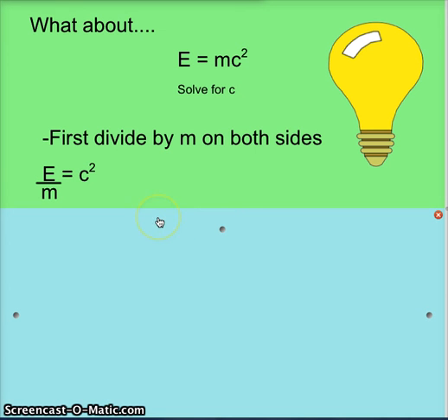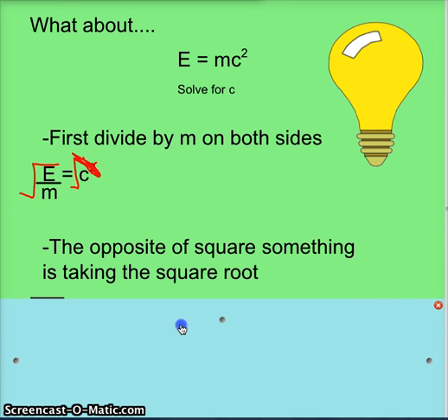Now I don't know if you remember the Pythagorean theorem, but I want to get c by itself, and right now c is being squared. The opposite of squaring something is taking the square root. So if we take the square root on this side, the square root and the square cancel themselves out, so you're just left with c, but you have to do the same thing to the other side, and so your final answer is the square root of E over m equals c.